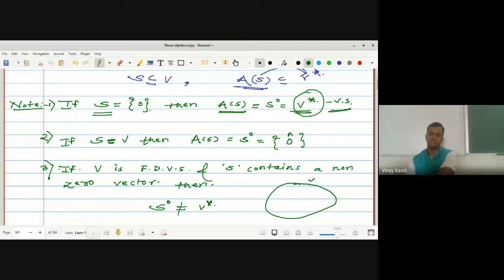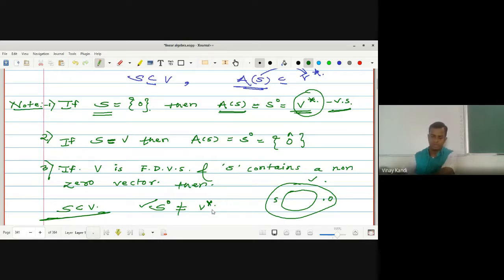Here, this is V, and S is a subset of V. And S contains all non-zero vectors. Since V is a vector space, it must have a zero vector, the additive identity, in V, but S contains all the non-zero vectors. Hence S is a proper subset of V. Then the annihilator of S is not equal to V star.